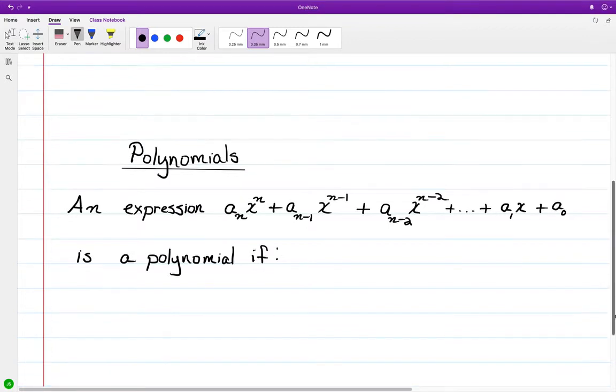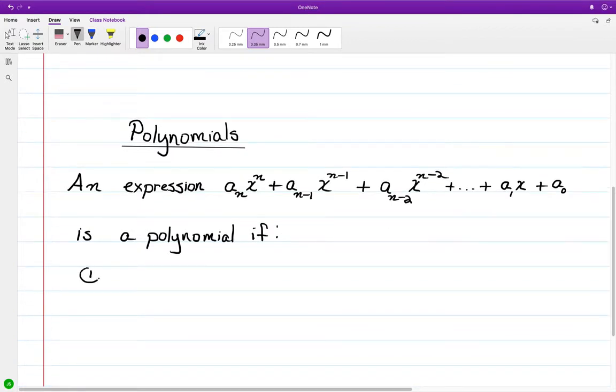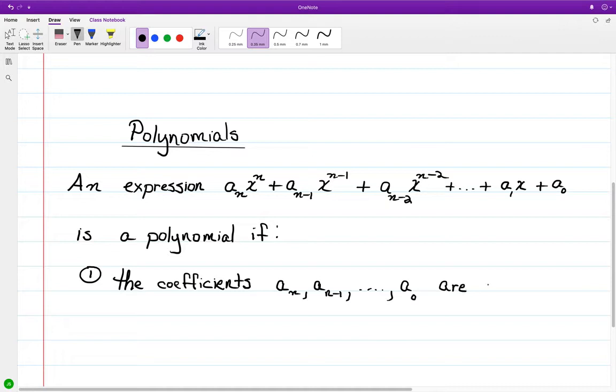First condition is going to be if the coefficients that you have are real numbers. Again, the coefficients had to be all real numbers.